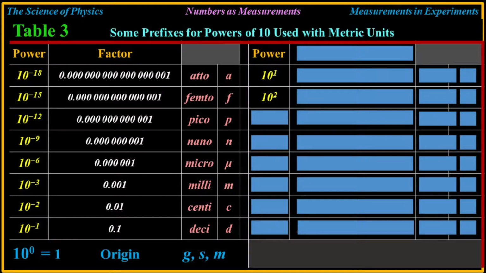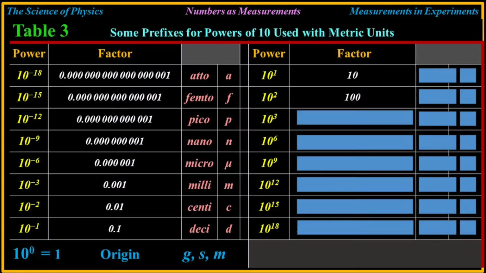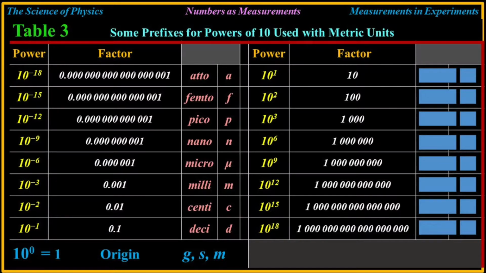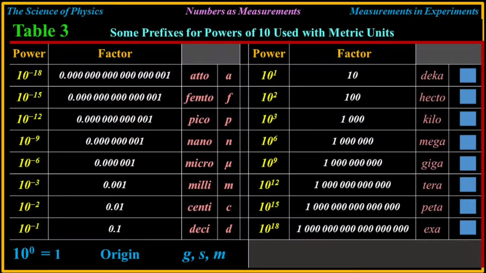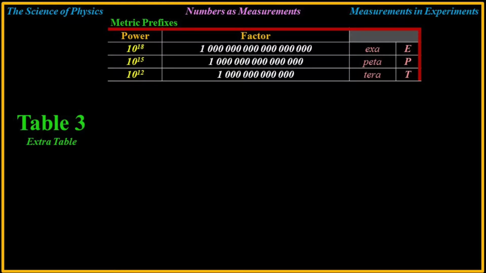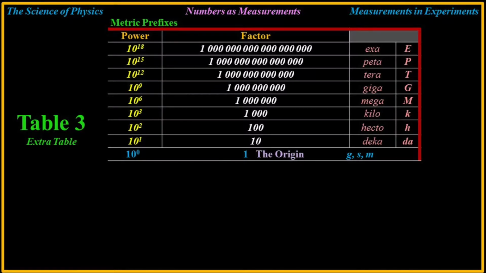And then the power, so that would be 10, 20, 30, 40, 10, 100, 1,000, a million, etc. There's the factor, the multiplied factor. And then 10 to the 1 would be deca, and then hecto, kilo, mega, giga, etc., tera, peta, and exa. And those are the abbreviations for the prefix. And then this is just another way of looking at it, as an extra table that I put in.